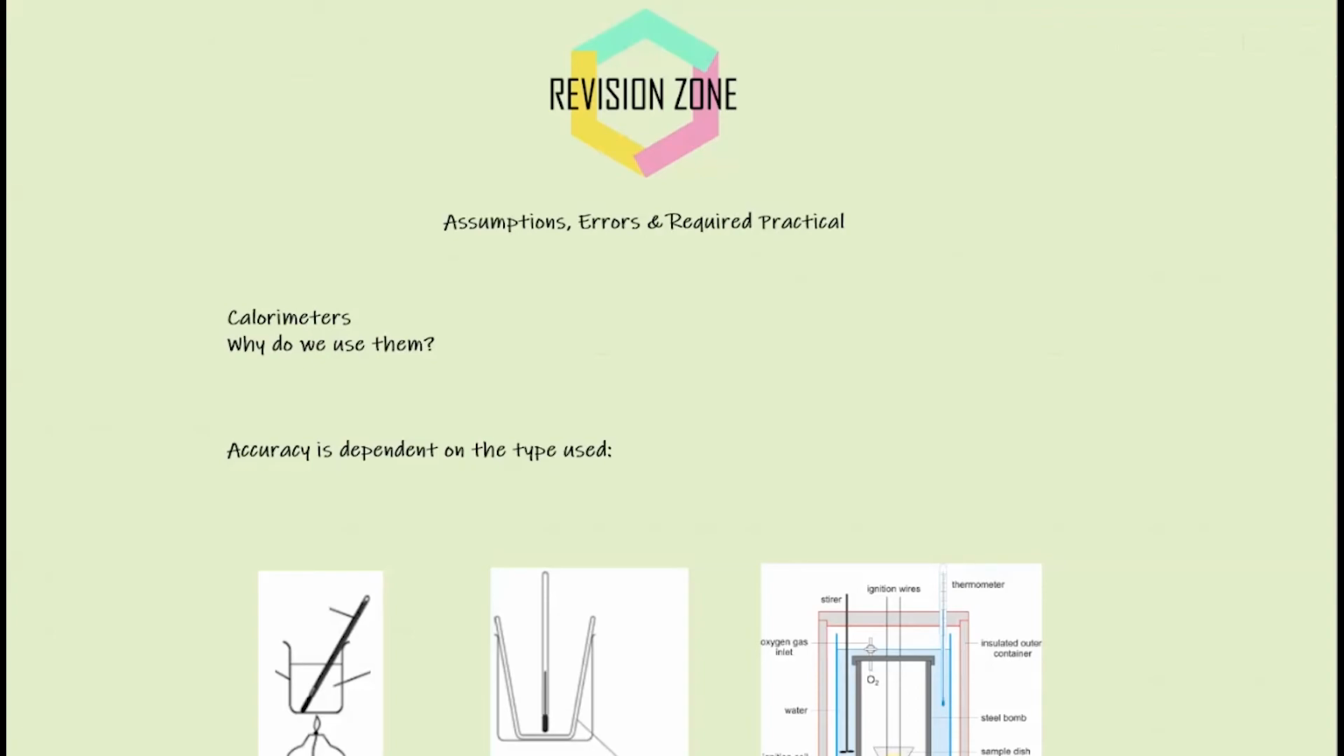So a calorimeter is just a piece of equipment which allows us to measure the temperature change of a reaction. Okay, so equipment to measure change in temperature. But why do we use them? We use them to be able to calculate the energy transfer in a reaction.